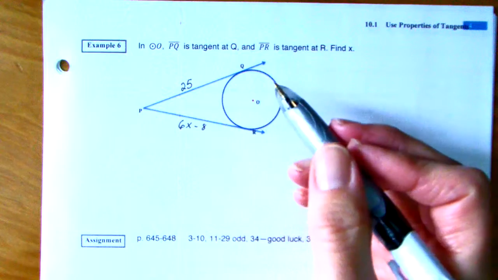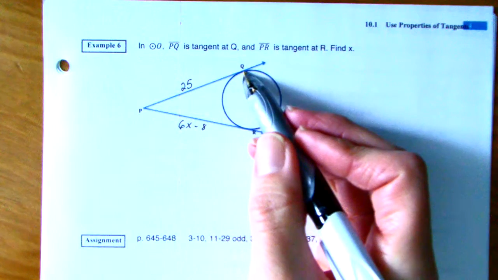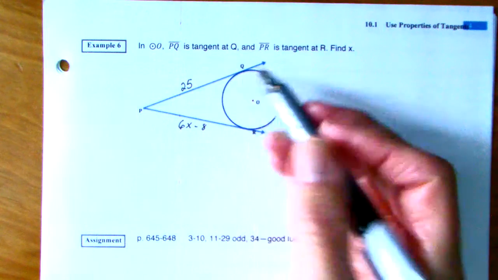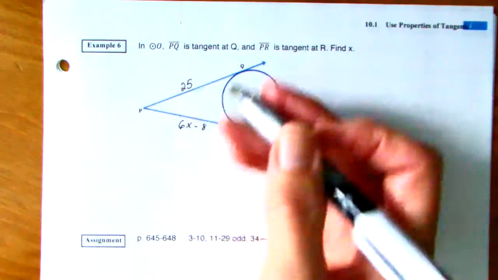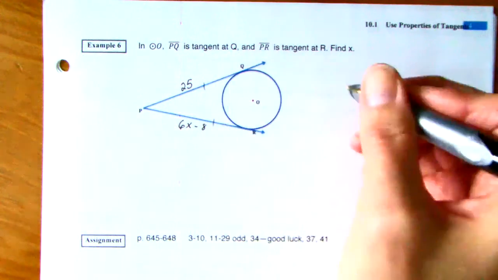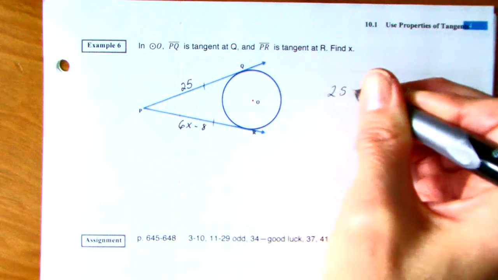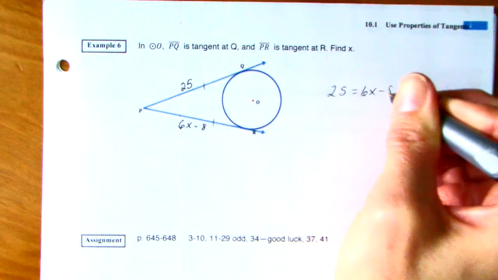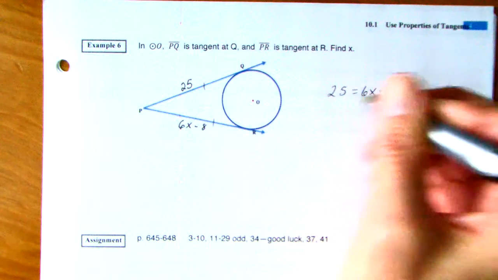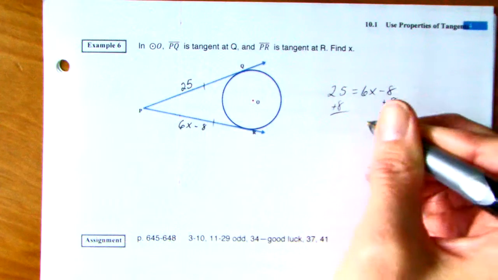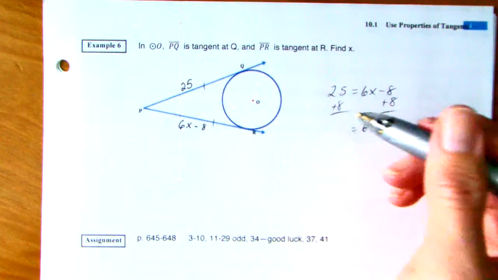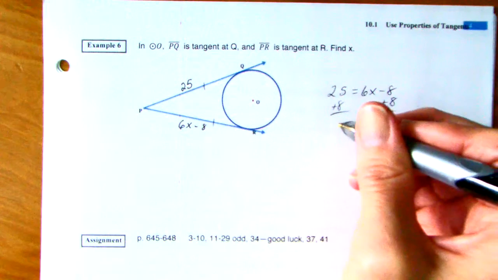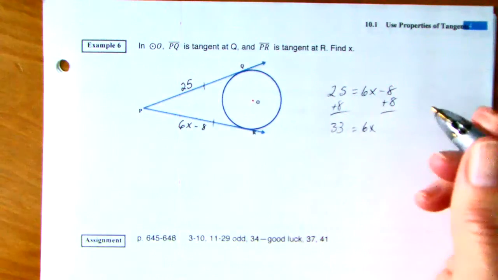Circle O, PQ is a tangent line at Q, and then PR is also a tangent line at R. Find x. Well, these two are congruent. So if they're congruent, just set them equal to each other. 25 is equal to 6x minus 8. I want to add 8 to both sides. 6x is equal to 25 plus 8, which is 33. Divide by 6.